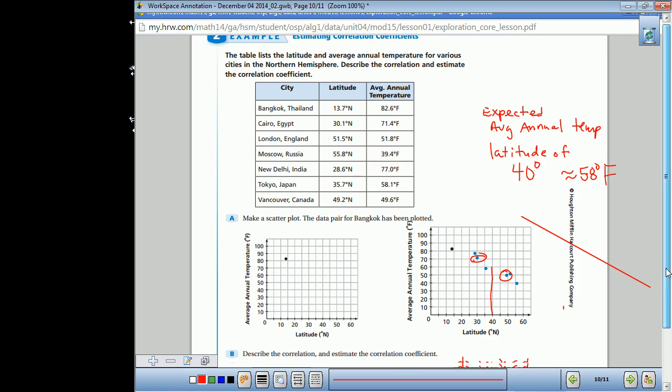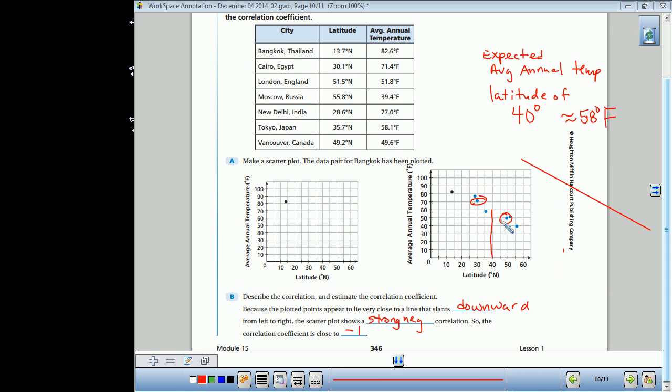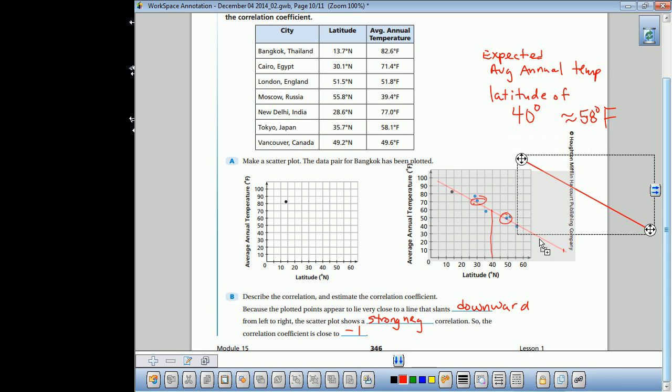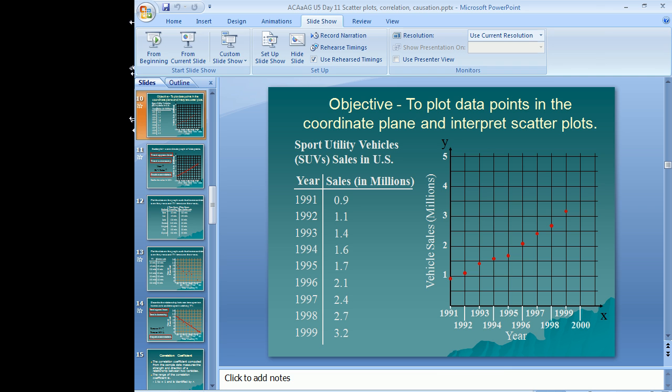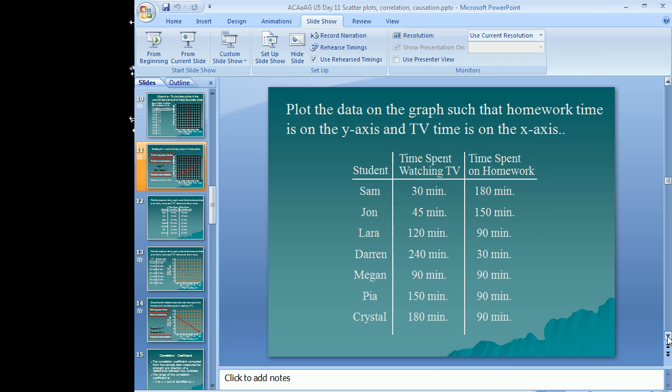So that's one thing we can do with our data, especially when we see it makes a strong relationship. If it's not strong, then our predictions could be way off. But this is pretty strong. So we could expect this to be close to accurate. All right, the next part of the lesson deals with causation versus correlation.